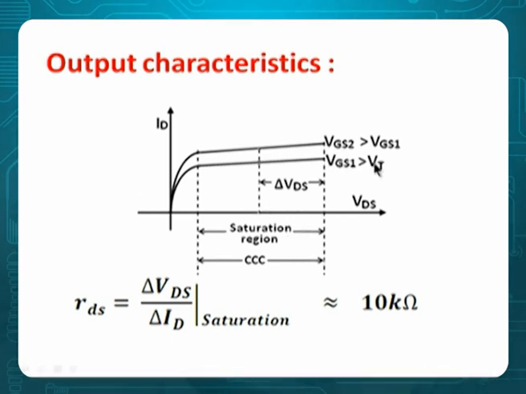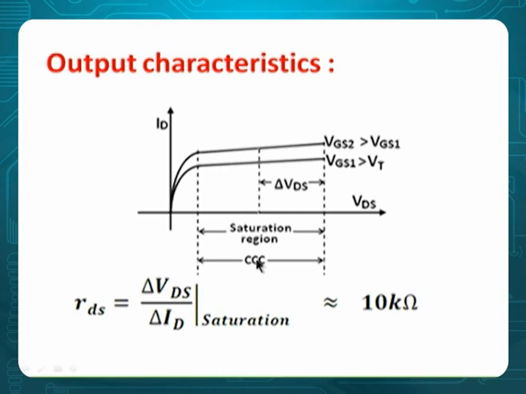So VGS1 is greater than VT, VGS2 is greater than VGS1. That means this is the lowest VGS we can take and higher is going. So as VGS is increasing, ID is increasing. So here is the drain resistance, change in voltage by change in current in the saturation region, because the saturation region is called constant current characteristics.